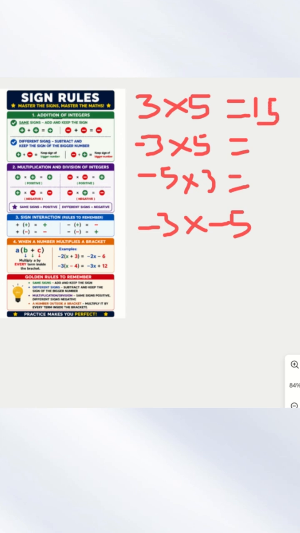Now you look at this one, you have minus 3 times minus 5. This is the same sign. This 3 has a minus here, and 5 has a minus here. Where I say it is positive, it's still positive. So minus 3 times minus 5, the answer will still be positive. The answer will still be 15.